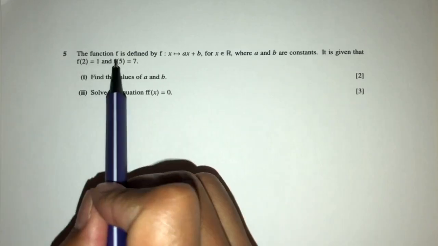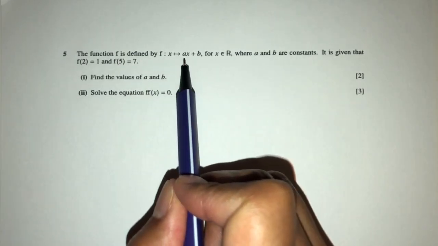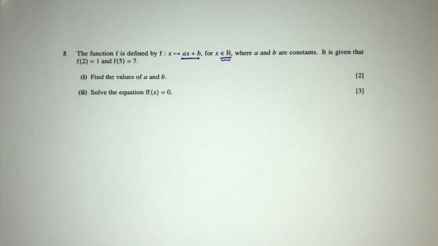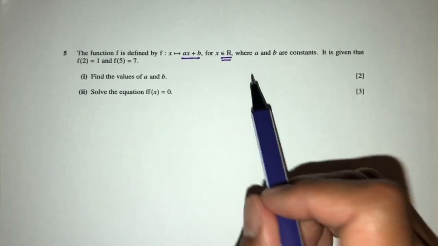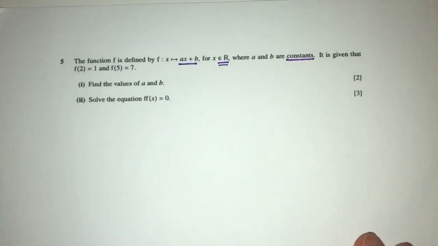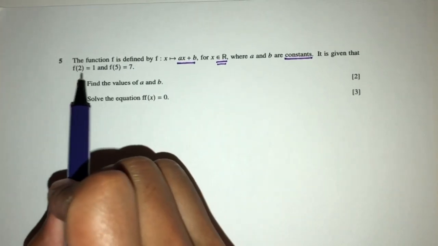Now we have the function f defined by f of x equal to ax plus b. x can be any real value, so x can take any values for this function. Now a and b are constants that we can see here, a and b. Now it is given that f of 2 is 1 and f of 5 is 7. So let's find the values of a and b. So pretty easy, use the given values over here to find that.